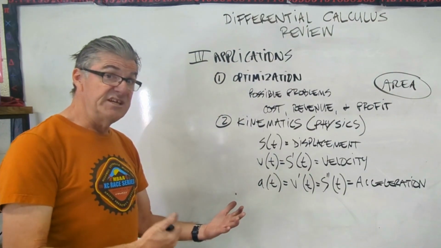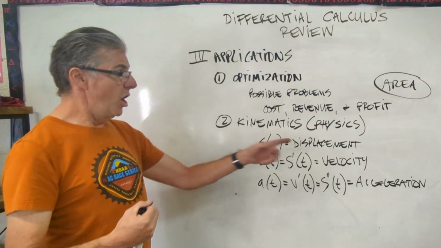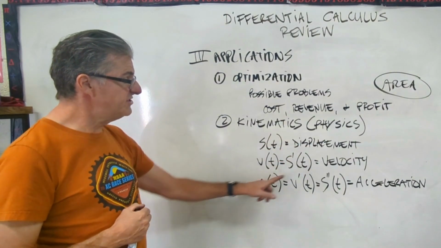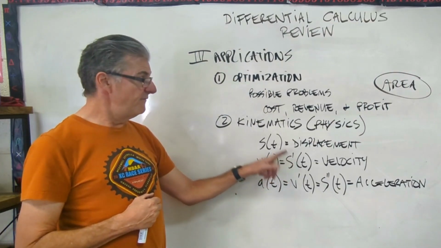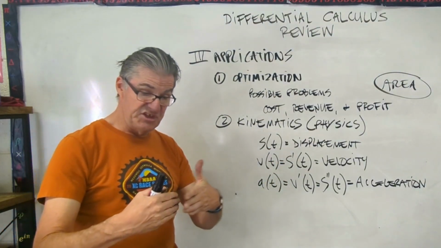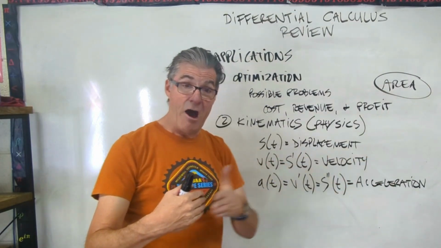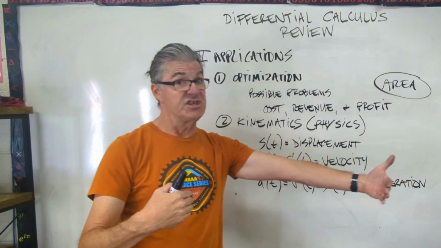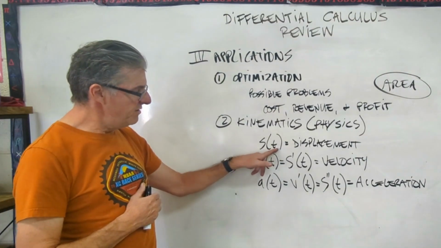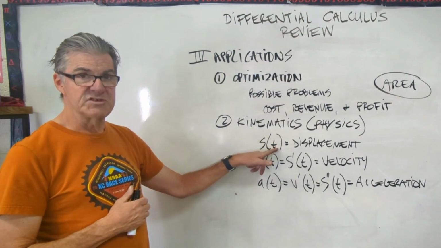Velocity is how fast is the object going? So velocity is the rate of change of displacement, of position, okay? So velocity is the derivative of the displacement function. This makes sense. Velocity is a change in position. How fast is the position changing? That's velocity. So it makes sense. It is the derivative of the displacement function.